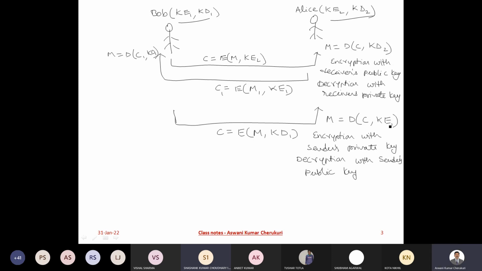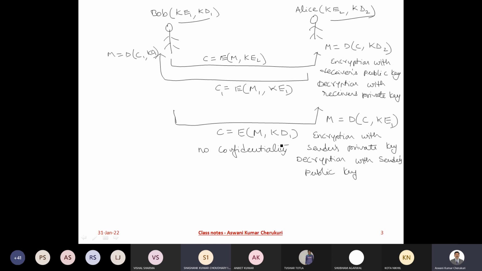But the question is, is Bob's public key known only to Alice? Of course, certainly not. KE1, the public key, is known not only to Alice but to everybody in the network. So this type of encryption would not provide confidentiality. There is no confidentiality.